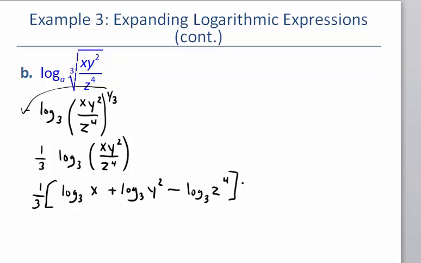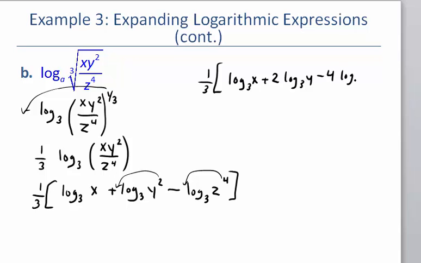Now, the only other thing that we can do is we can take those powers and move them to the front. So we have a squared power that can come down, and we have a 4th power that can come down. And so our final answer would look like 1/3 log base 3 of x plus 2 log base 3 of y minus 4 log base 3 of z.